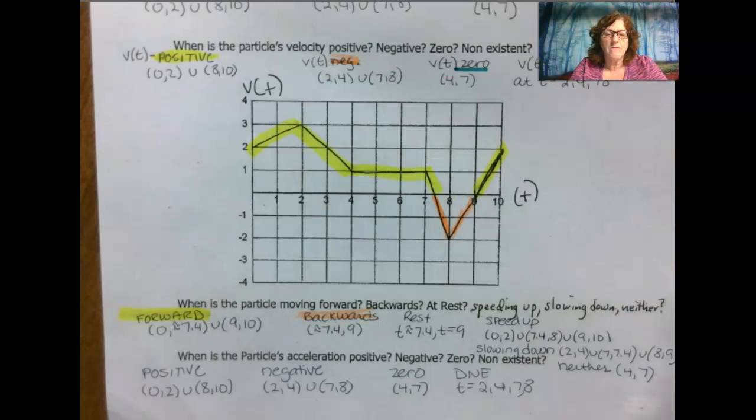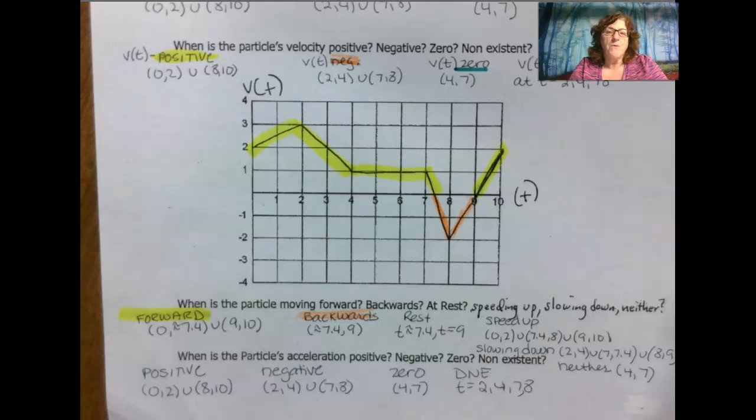Once again, let's check our answers. The particle's acceleration is positive when the slope of v of t is positive, so that would be the interval from 0 to 2 and 8 to 10. Where is it negative? We're looking for where the slope of v of t is negative, and so we would have the interval from 2 to 4 and from 7 to 8. Where is the particle's acceleration 0? We are looking for the interval from 4 to 7. Where does it not exist? We're looking for corners and cusps, so that would be 2, 4, 7, and 8.